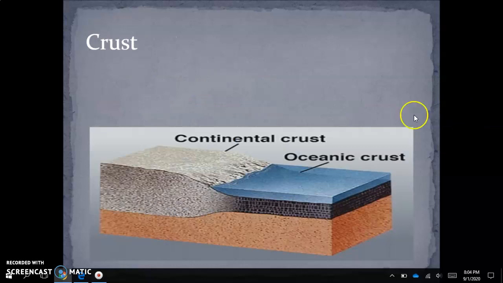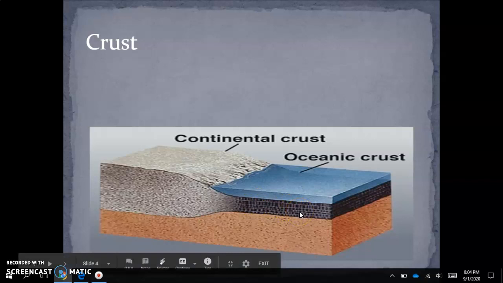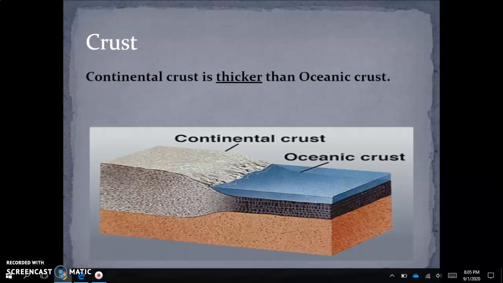So again, when I say continental crust, I mean this is the crust that's on the land, okay? We live on the continental crust. And then the oceanic crust is the crust that's located beneath our oceans. Okay, so that's the only difference between the 2. And also, as a reminder, the continental crust is thicker than the oceanic crust.